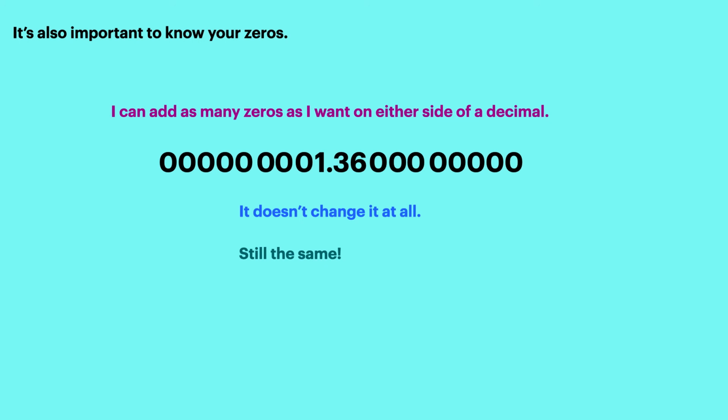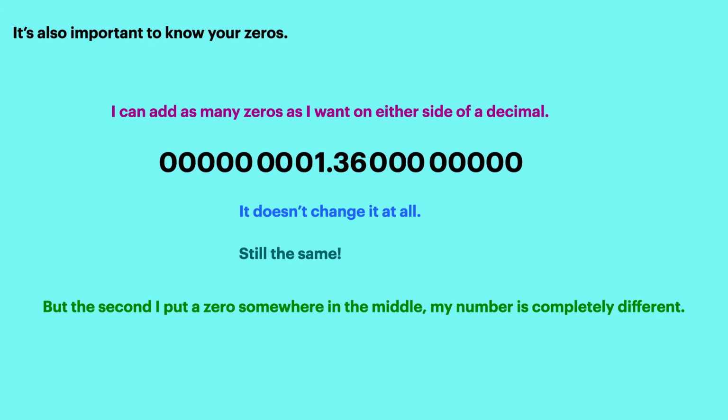Now, putting all those zeros would be kind of silly, but I want to prove a point. Now, the second that I put a 0 somewhere in the middle though, my number would be completely different. Watch what I mean. Here's my number, 1.36, or 1 36 hundredths. Imagine I plugged a 0 right there in the middle. Now my number is completely different. Imagine if I had something that was worth $1.36 compared to something that was $10.36. Those two numbers are very different. So always keep that in mind.